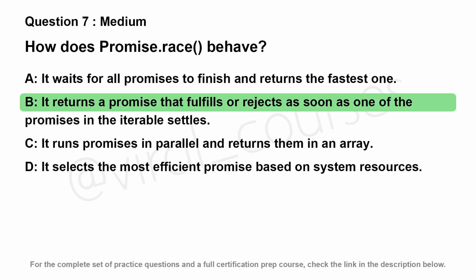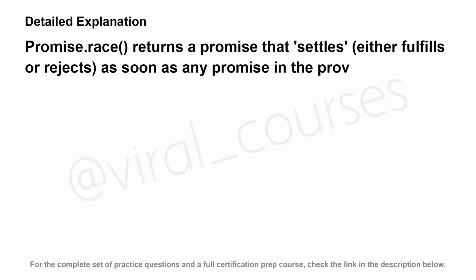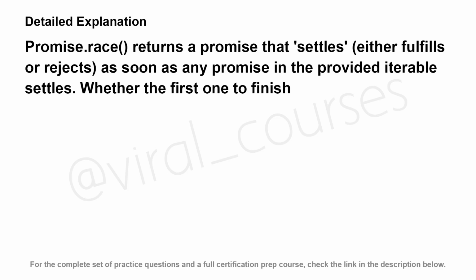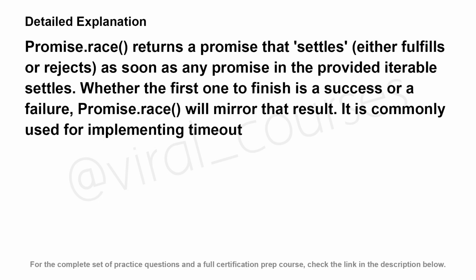The correct answer is B. Promise.race returns a promise that settles, either fulfills or rejects, as soon as any promise in the provided iterable settles, whether the first one to finish is a success or a failure. Promise.race will mirror that result. It is commonly used for implementing timeouts for network requests.